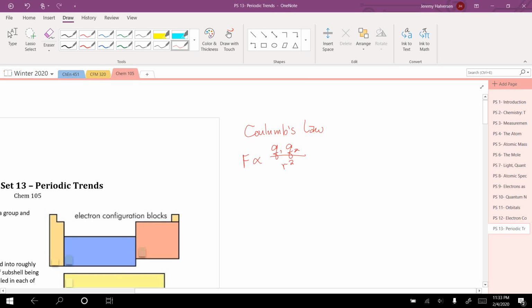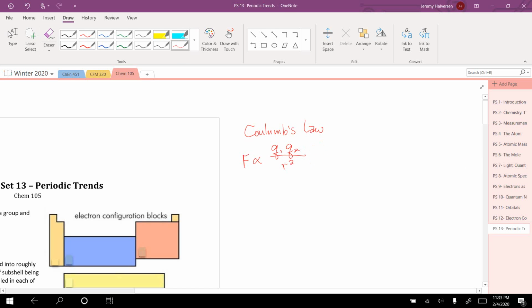So we can understand Coulomb's law in the context of like magnets. You have two charged magnets. One's positive and one's negative. They're attracted to each other, and there are two ways that we can increase the force of attraction. The first is by changing the charge on those magnets. If we increase the charge, what happens? Well, they're going to be more attracted.